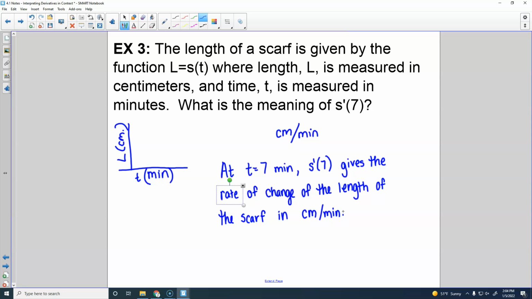A lot of times these are calculator active, where you're not actually working out the work by hand, but they either ask you to explain the meaning or they don't tell you the meaning. Instead, they would ask a question like, what is the rate of change of the length of the scarf? Or something like that. So you've got to figure out it's the derivative they're asking for.